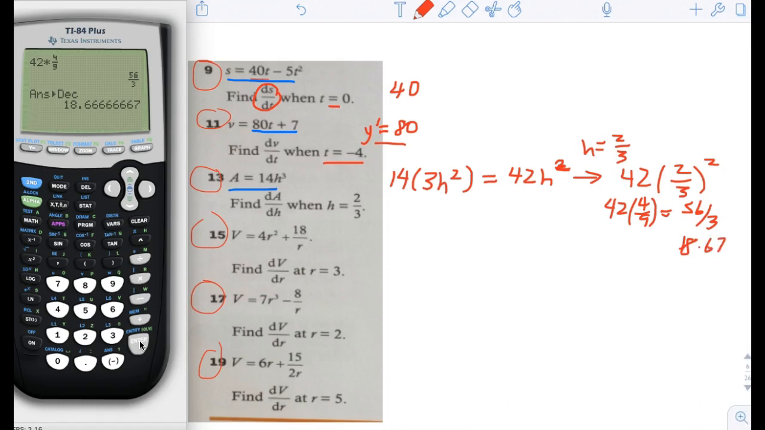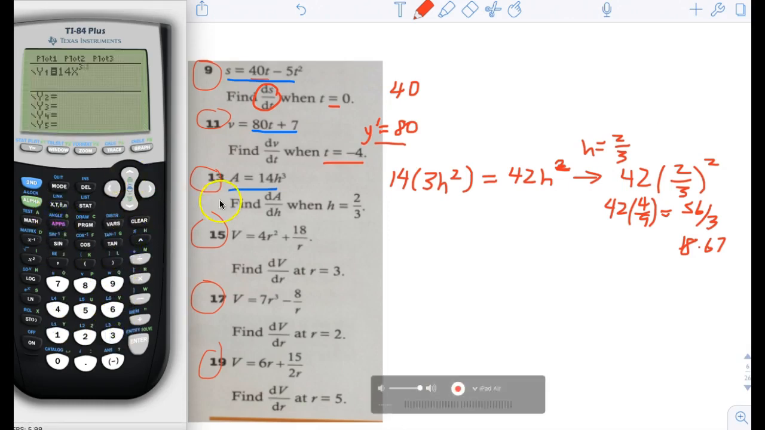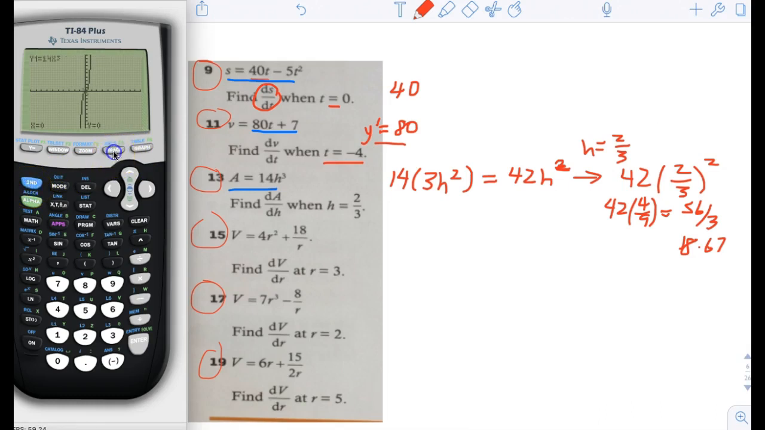Okay, so if I wanted to find that using the calculator, what I could do is go to y equals, and I could type in 14x cubed, right? Because 14x cubed is the same as 14h cubed, and then I would graph it, and then I would do second calc, option 6, because it's dy/dx, and then I type in the magic number, which is 2/3, 2 divided by 3, and get 18.67, just like I got before.